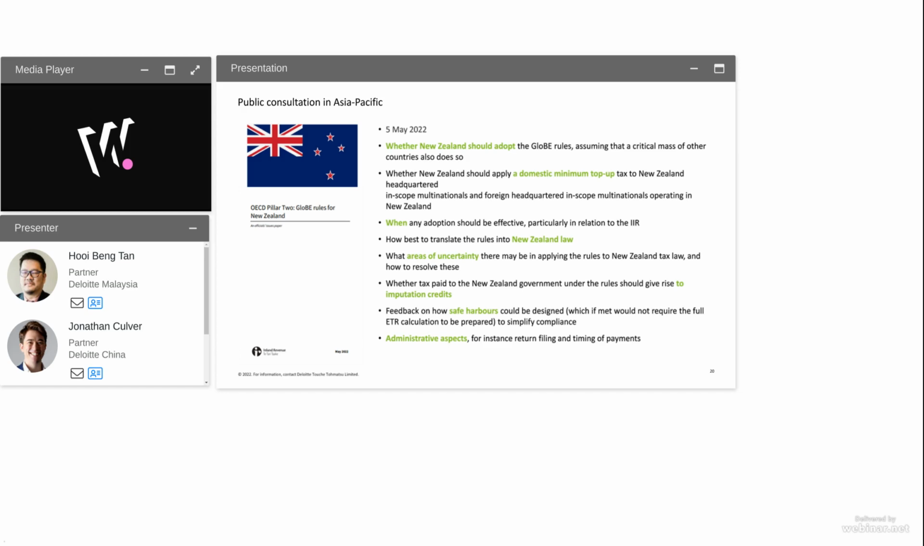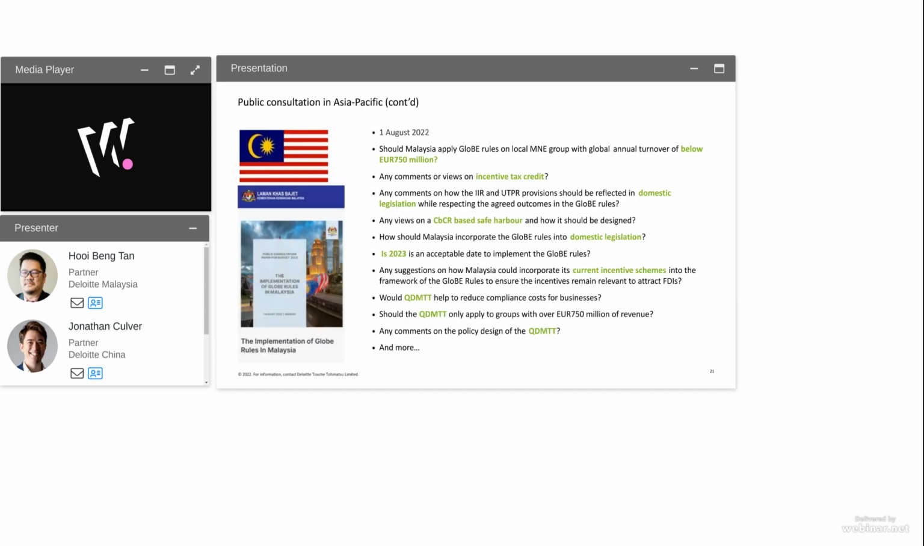Malaysia, albeit a small country in Asia Pacific, in August 2022, the Ministry of Finance issued a public consultation paper as well. There are 23 questions in the public consultation. Similar questions to those asked by the Inland Revenue of New Zealand have been asked. And one important point is that the Malaysian government was asking what should be done on the current tax regime in Malaysia. So obviously the government is really looking at this as well, to see what's the best way to deal with that to make sure Malaysian incentives remain relevant.